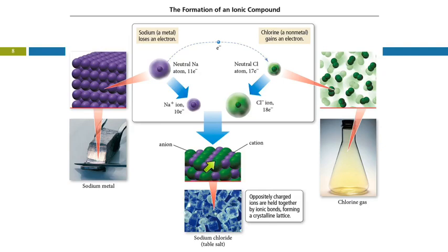Because if two of these chlorine ions get too close to each other, they have the same charge, they're going to repel each other. And so it's just maximizing attractions, minimizing repulsions, and it will just form this sort of an array all the time, every time. Any questions?